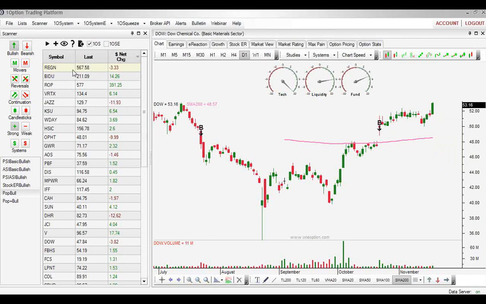I don't want to make these columns too big though, because then it starts eating away at the chart real estate, and I'm very protective of that because this is the focal point for me. This is what I really want to look at. But yes, I can do that, and then you can sort according to percent change if that's what you like.